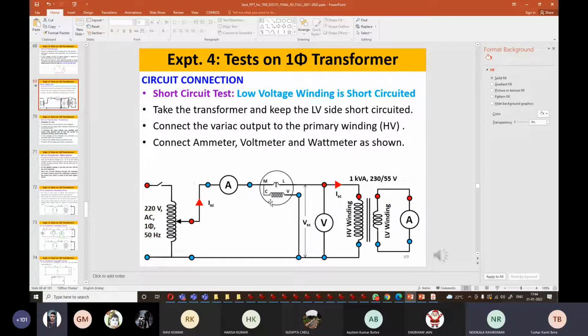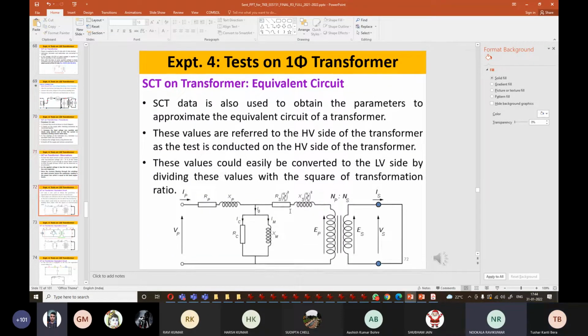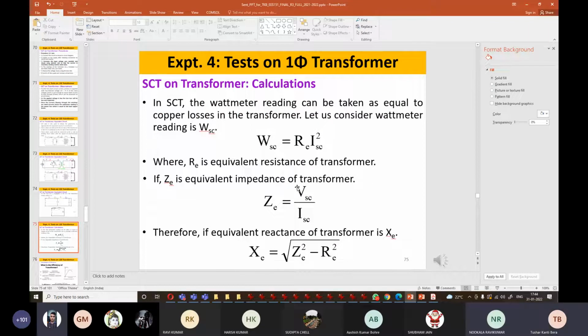Now if you divide the wattmeter reading by the current square, you will get the resistance. If you divide the voltmeter reading by current, you will get the impedance. By this you get these formulas. So you will get the total impedance, and you will get the resistive component or loss component. You will get RSC or R equivalent by wattmeter reading and ammeter reading. You will get Z or impedance by the voltmeter and ammeter reading.